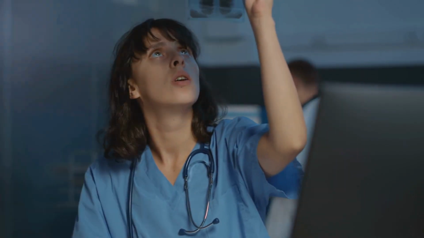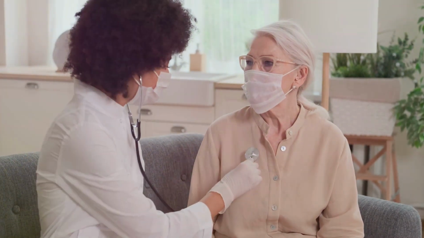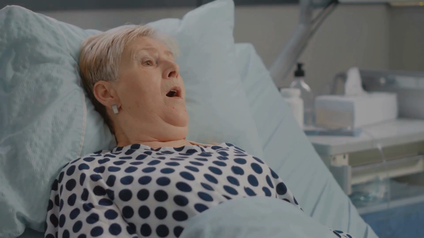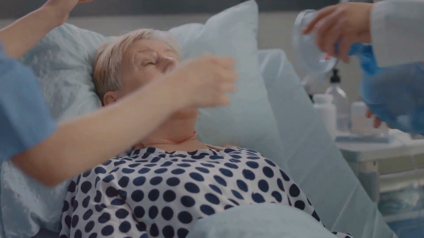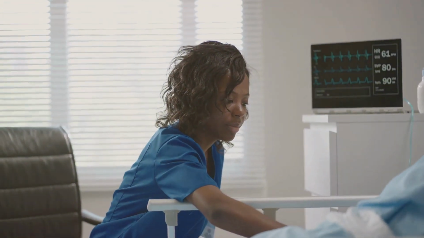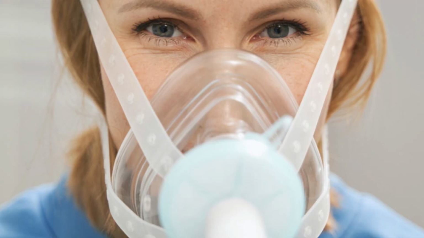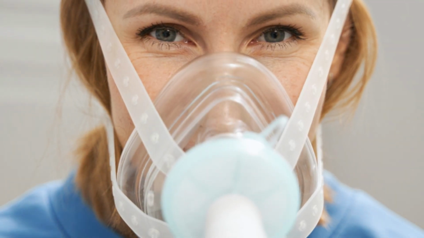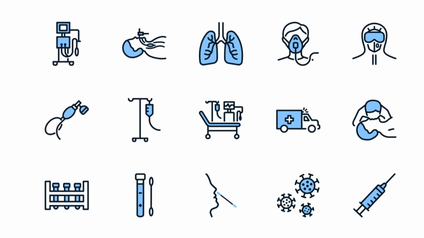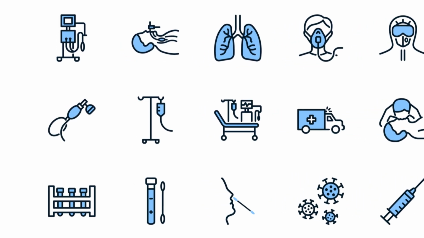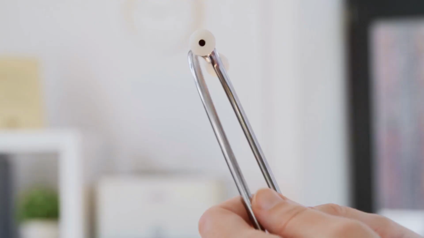Next, observe the rhythm of the breaths. Are they regular or irregular? Irregular breathing patterns, such as Cheyne-Stokes respirations, can be a sign of serious medical conditions. Finally, assess the patient's work of breathing. Are they using accessory muscles in their neck and chest to breathe? Are they gasping for air? Increased work of breathing suggests that the patient is having difficulty getting enough oxygen.